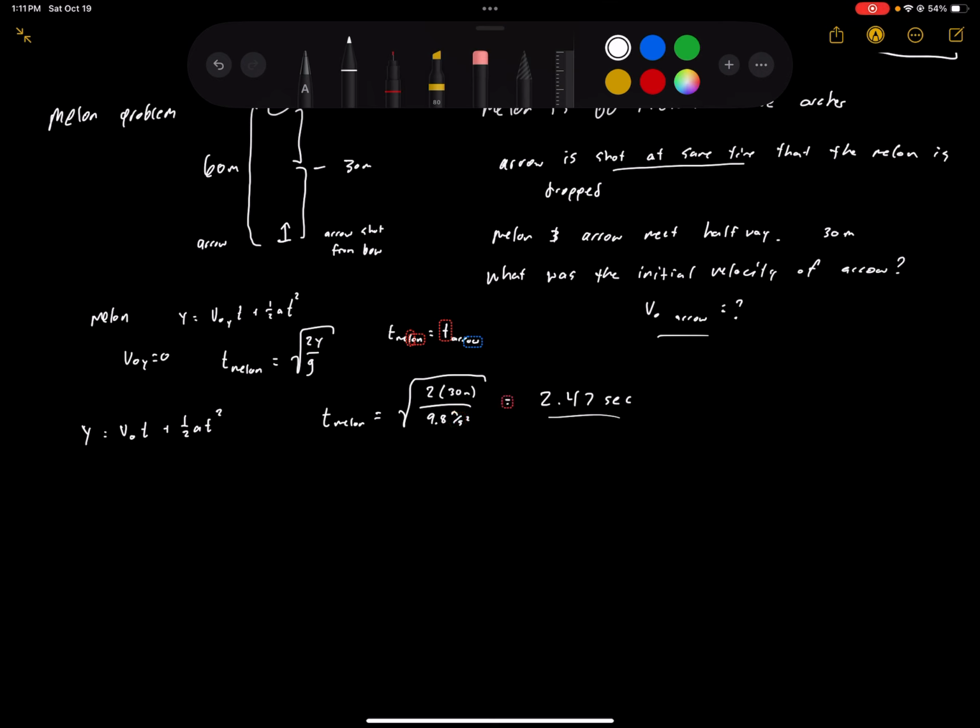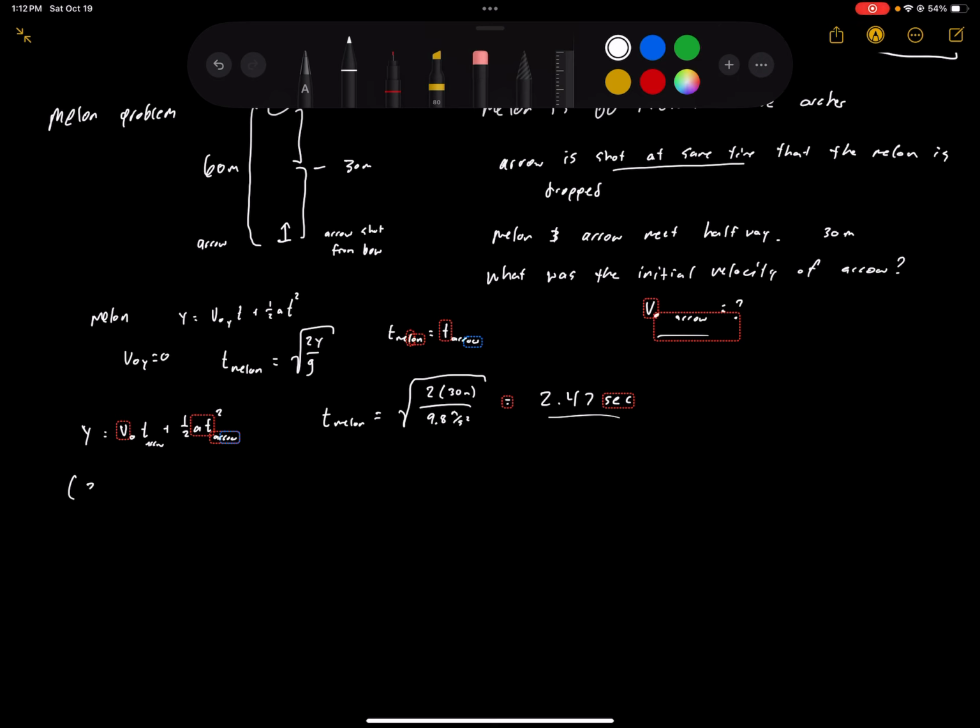And we know that at 30 meters of height, that's when the arrow hits the melon, because we just said they hit halfway, and the melon was 60 meters above the archer initially. So we know the time. We can plug that in for the time of the arrow. This is for the arrow, and again, this is the height of the arrow when it hits the melon. And we're trying to solve for the initial velocity of the arrow. So let's start plugging some numbers in.